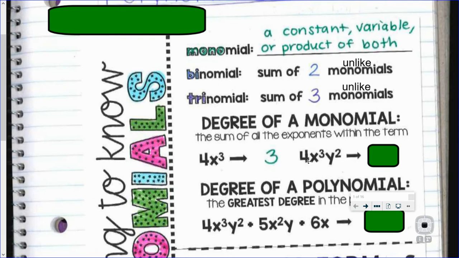Look at this next monomial, 4x to the third power y squared, or 4x cubed y squared. It has an exponent of 3 and an exponent of 2, so its degree is 3 plus 2. I'm just adding those exponents, or 5. So we would say 4x to the third power y squared has a degree of 5.